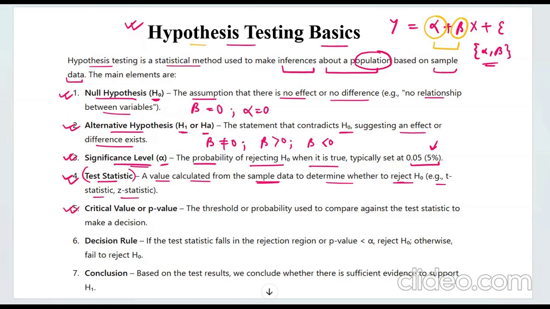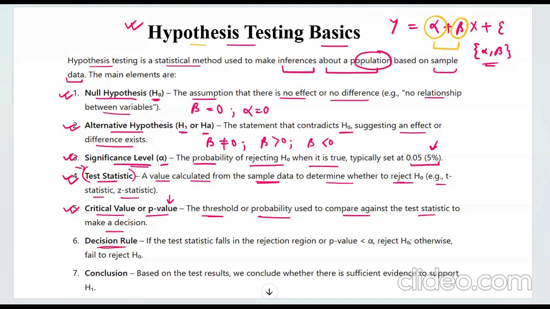Okay. Moving on, the next is the critical value or the p-value. Now, when we test hypothesis manually, we do not calculate the p-value. The p-value is given to you in the software automatically, right? When you perform this hypothesis testing, suppose you are doing it in Python or R or maybe Stata, in whichever platform you use, this p-value will be given to you in just one line of code, right? But manually we do not usually calculate the p-value. We use the test statistic in order to come to any decision. But just for your understanding, I have given this: it's the threshold or the probability used to compare against the test statistic to make a decision.